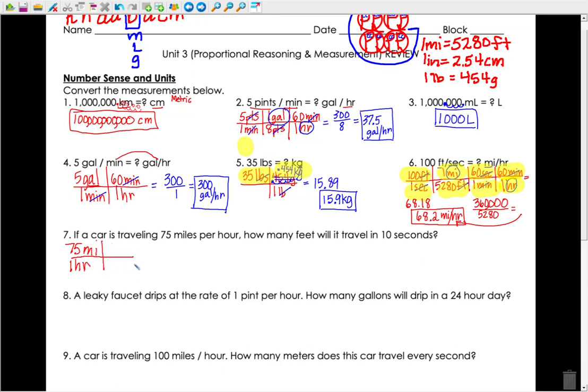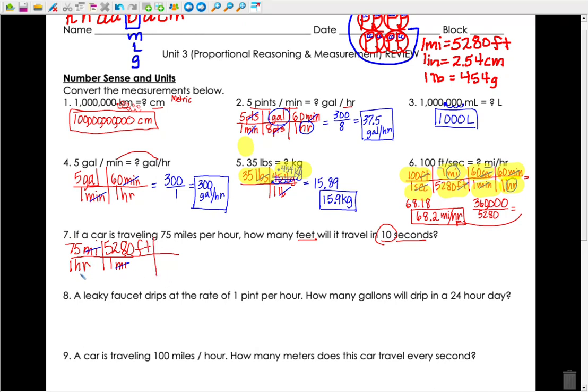And I need to go to 10 seconds. So let's just get to seconds first. And feet per second is what we're looking at. And then I'll deal with the 10 part. From here, again, I need to know the relationship between miles and feet. And the relationship is that 1 mile is 5,280 feet. This gets rid of miles.